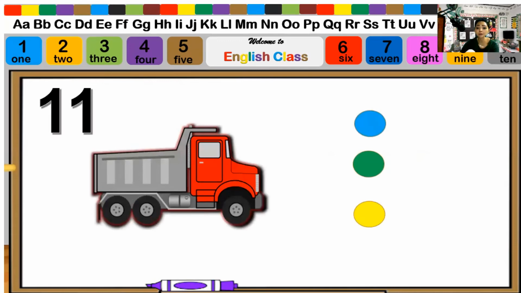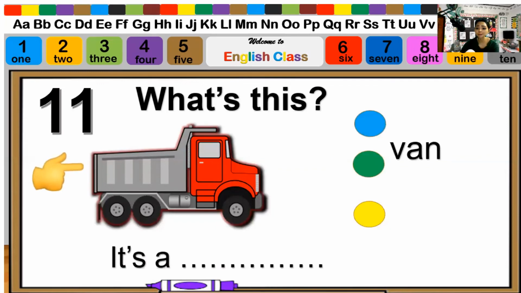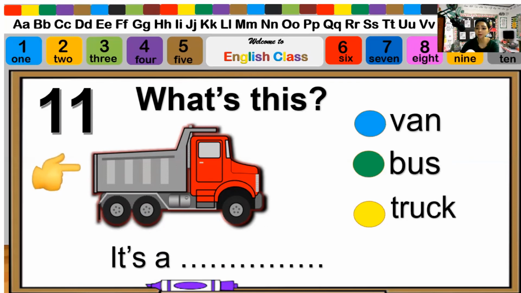Number 11 question. Okay, there. They are close to each other. The question is, what's this? All right. It's a van, bus, or truck. Okay, let's try this van. Is it a van? No, it's not. Okay, so definitely it's not a bus. So it's a truck. Very good.